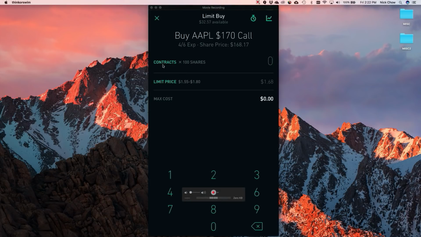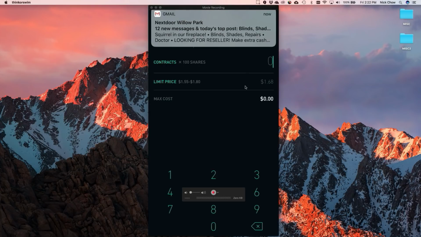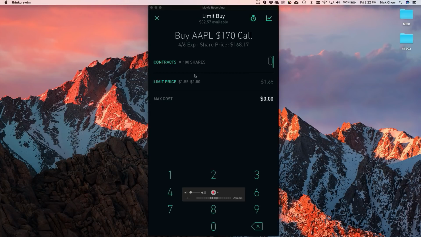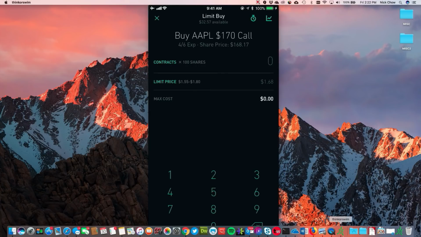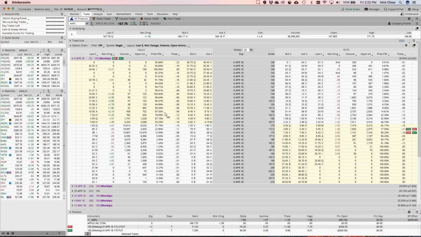And you can see one contract equals 100 shares here. And the other thing is the limit price here. Robinhood is giving me the mid price. So the mid price is $1.68, between 1.55 and 1.80. And it's not clear how they come up with that. But if you look at thinkorswim and we look at these 170 calls, you can see the bid and the ask. That's how they make the mid price.